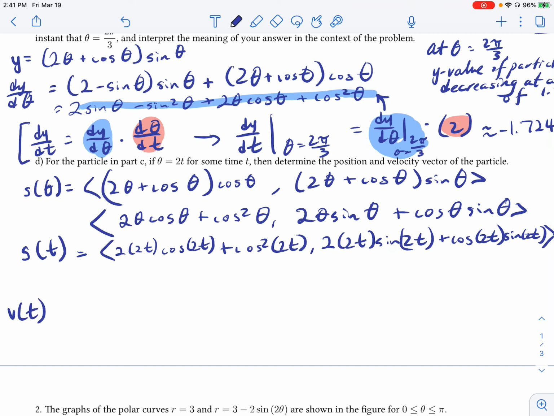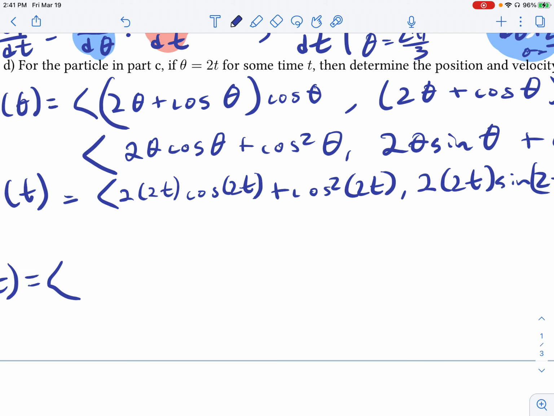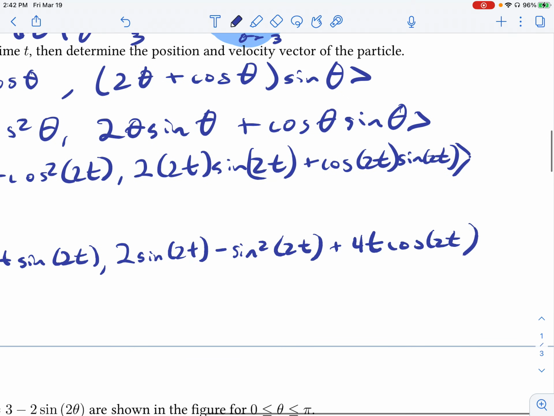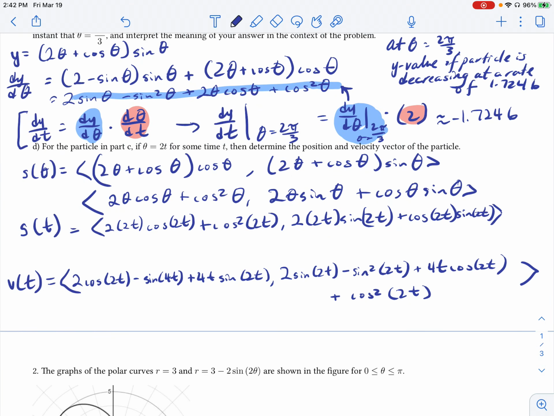But I encourage you to now pause and try to differentiate each one of those components. And what you should get is the following. I'm going to try my best to fit this all in here. We've got 2 cosine of 2t minus sine of 4t plus 4t sine of 2t. There's our horizontal. And then our vertical is 2 sine of 2t minus sine squared 2t plus 4t cosine of 2t, and I'm not going to be able to fit it after all, plus cosine squared 2t. Okay, so all of that is our velocity vector.